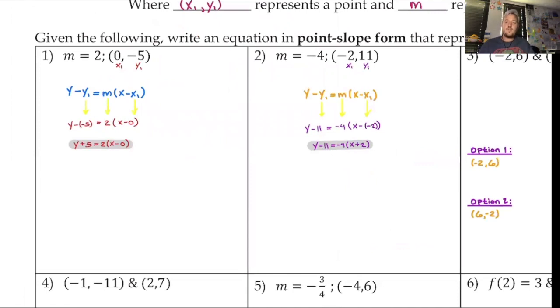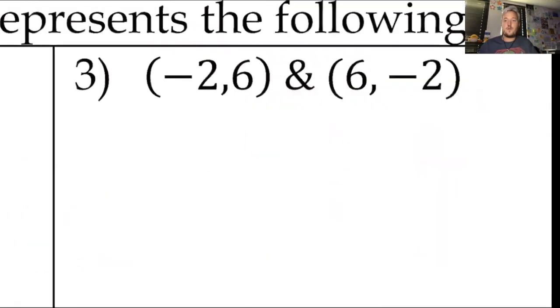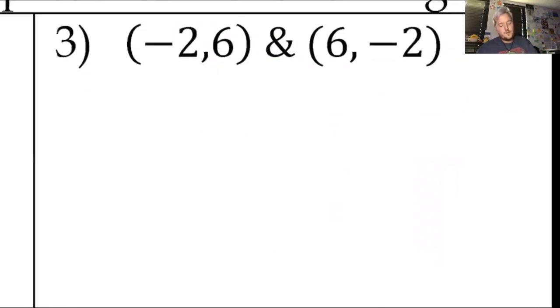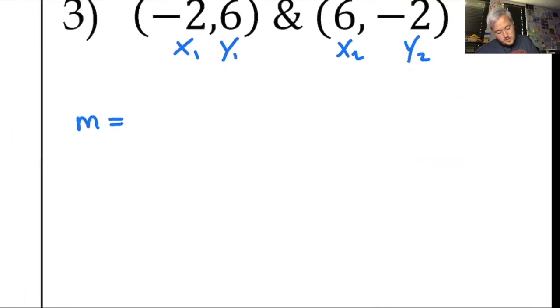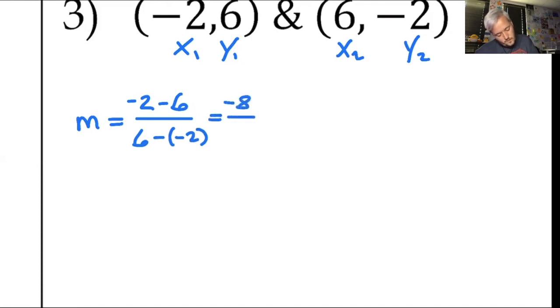All right, so a lot of these problems may just be a case of here's the point, here's the slope, plug it in, simplify. Or I may actually give you 2 points and you have to find point slope form. So the first thing you're going to have to do is find the slope. So still x1, y1, x2, y2. So this is just in terms of finding the slope. So I'm going to have negative 2 minus 6 and 6 minus negative 2. So this is going to give you negative 8 over positive 8, which equals negative 1.